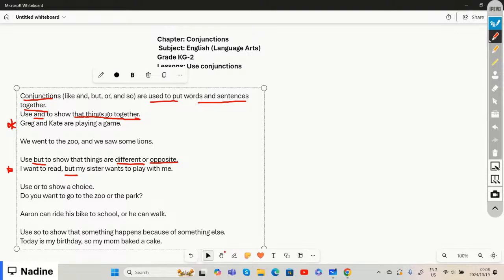A conjunction is a word that can join sentences, or it can go between two people's names, for example, Anna and Jack. So it puts sentences together and it can put words together.